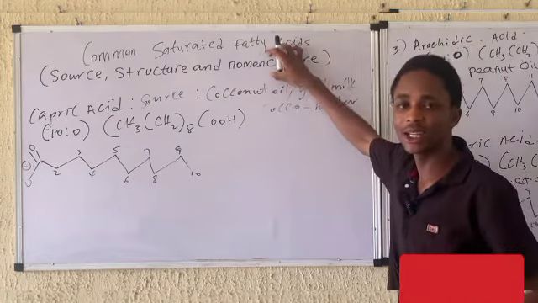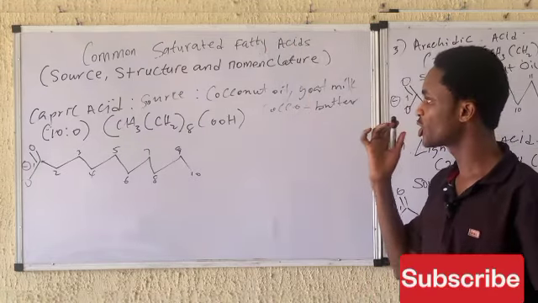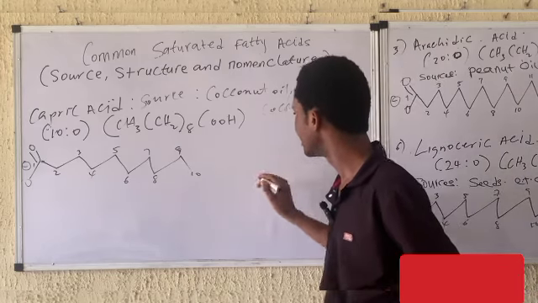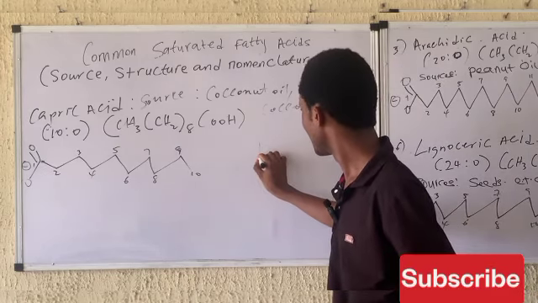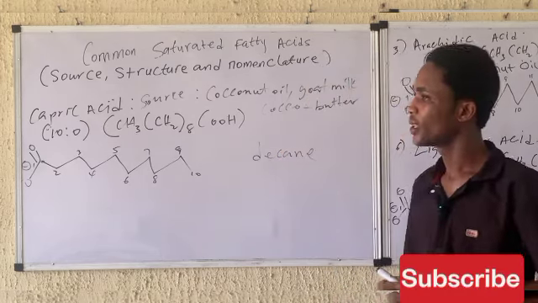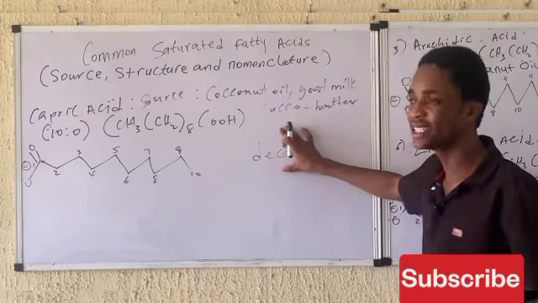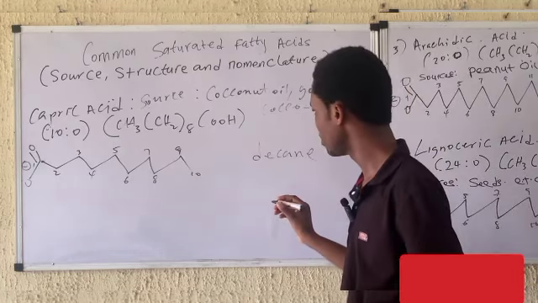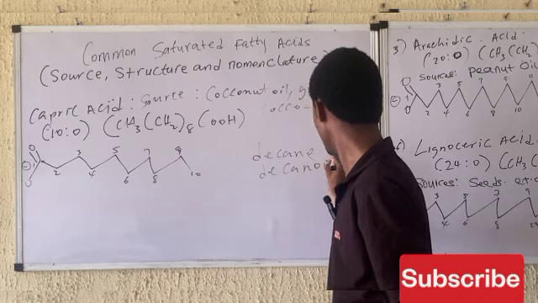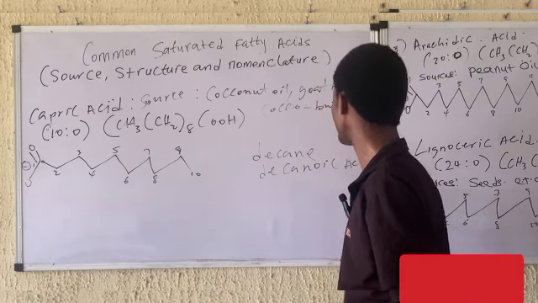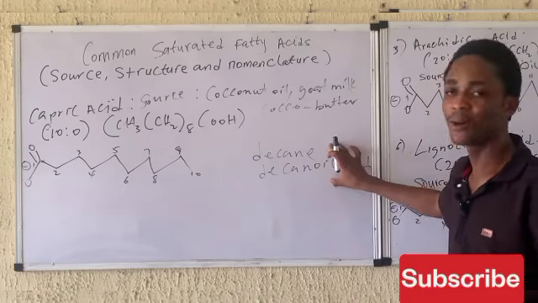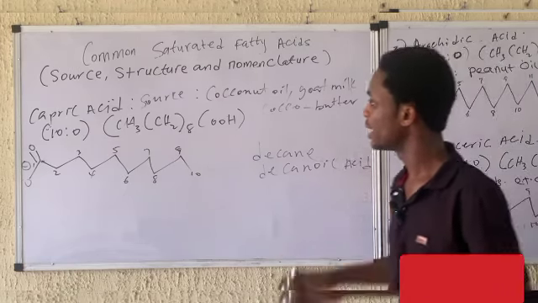Now, what is the nomenclature or the IUPAC name of this acid? Know that 10 is decane. If you are familiar with your IUPAC naming, you should know that 10 is decane. Now, the acid will be decanoic acid. Easy. Decanoic acid is the IUPAC name or the systematic name of capric acid.